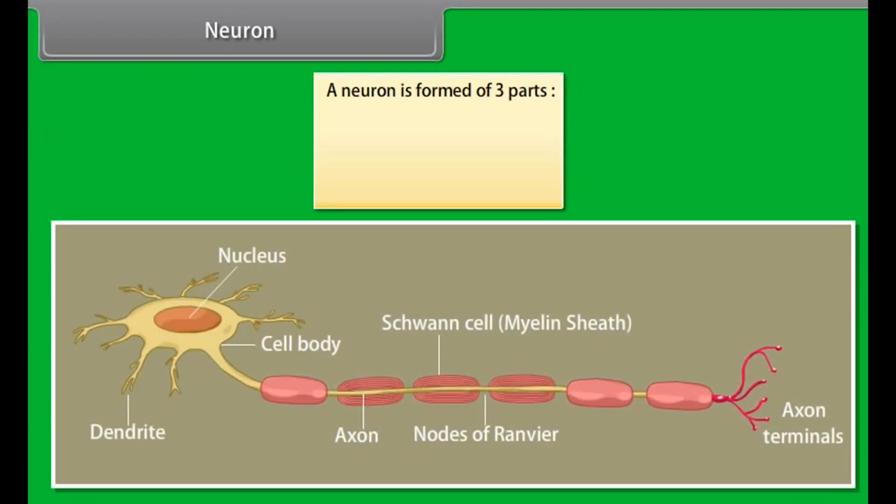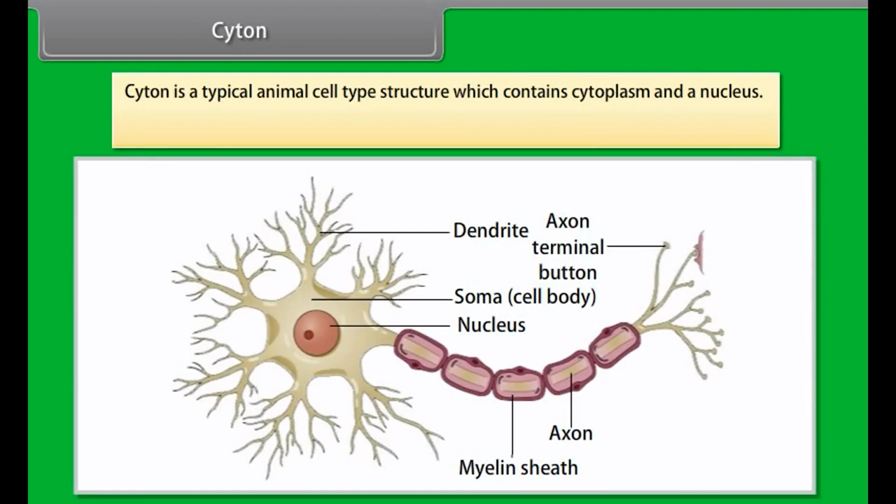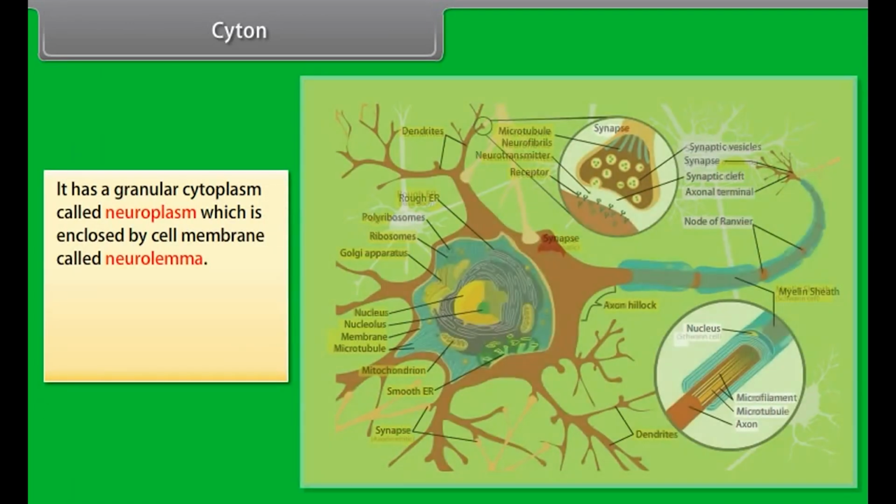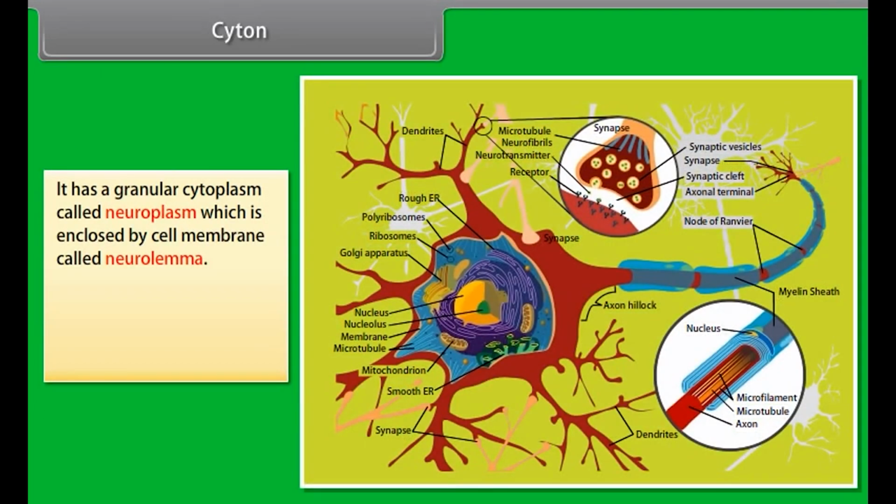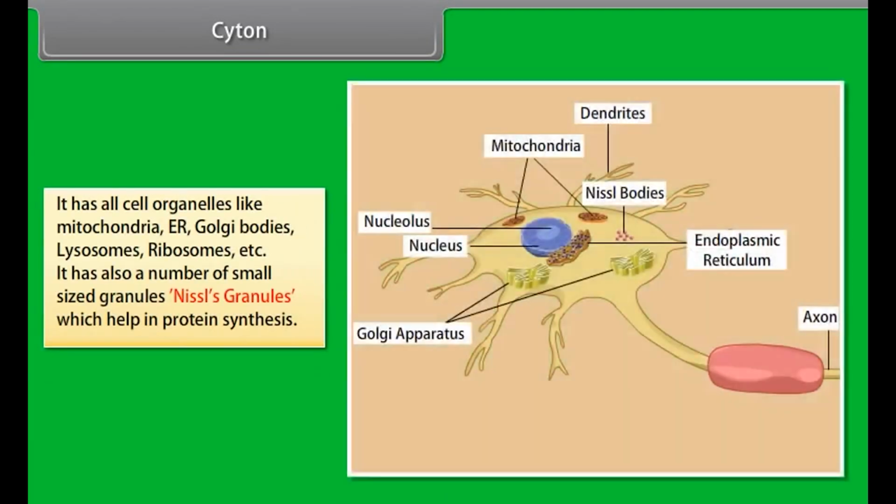A neuron is formed of 3 parts: cyton, dendrites, axon. Cyton. Cyton is a typical animal cell type structure which contains cytoplasm and a nucleus. It is spherical in shape and about 4 to 135 μm. It has a granular cytoplasm called neuroplasm which is enclosed by a cell membrane called neurolemma. It also has a large spherical and centric nucleus with a nucleolus. It has all cell organelles like mitochondria, Golgi bodies, lysosomes, ribosomes, etc. It also has a number of small-sized granules, Nissl's granules, which help in protein synthesis.